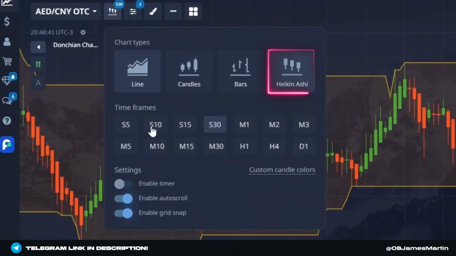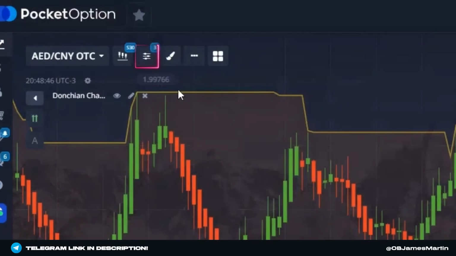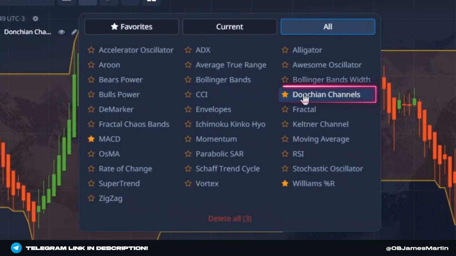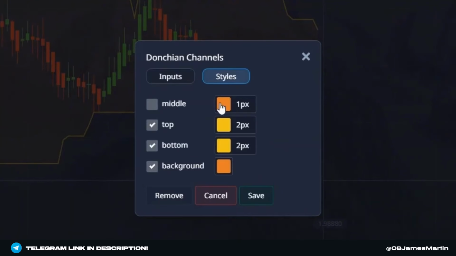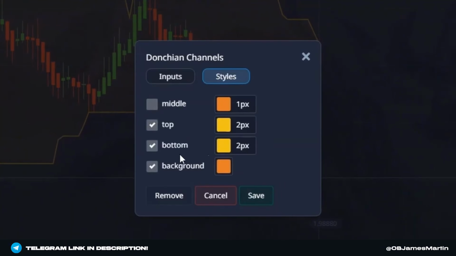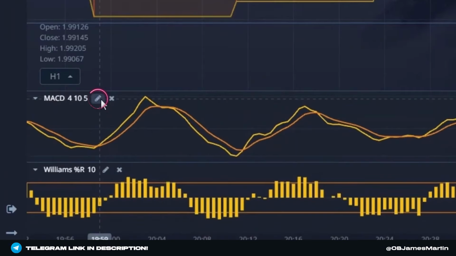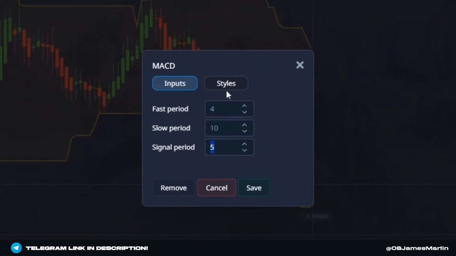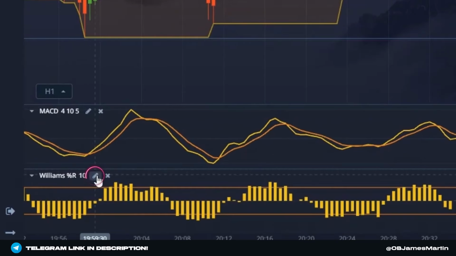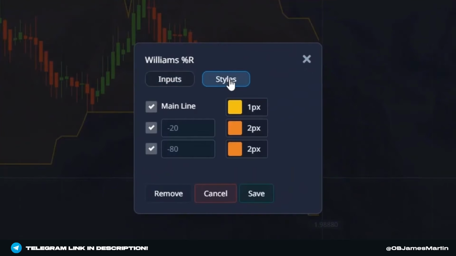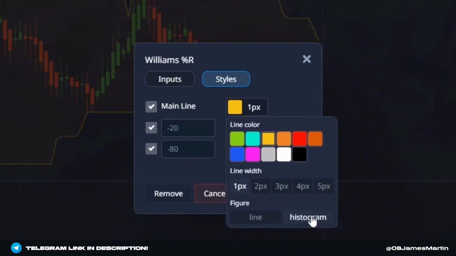Let's go to the time frame right here. Okay, we're going to use 30 seconds candles on the time frame. Alright, let's go to indicators and set the Donchian Channel, Williams, and MACD. We are going to use three indicators. The first one, 25. The color is up to you. I'm using that one. The next is MACD 4, 10, 5. Don't forget to change that. That's important. And Williams, then the period and the style. You can set the color of your choice in the histogram and click save.